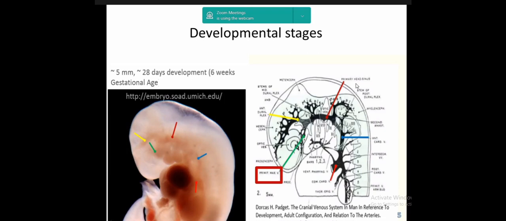Also keep a note of this primitive maxillary vein, which starts developing at this stage. This primitive maxillary vein, which develops during this stage, ultimately leads to the formation of the cavernous sinus.